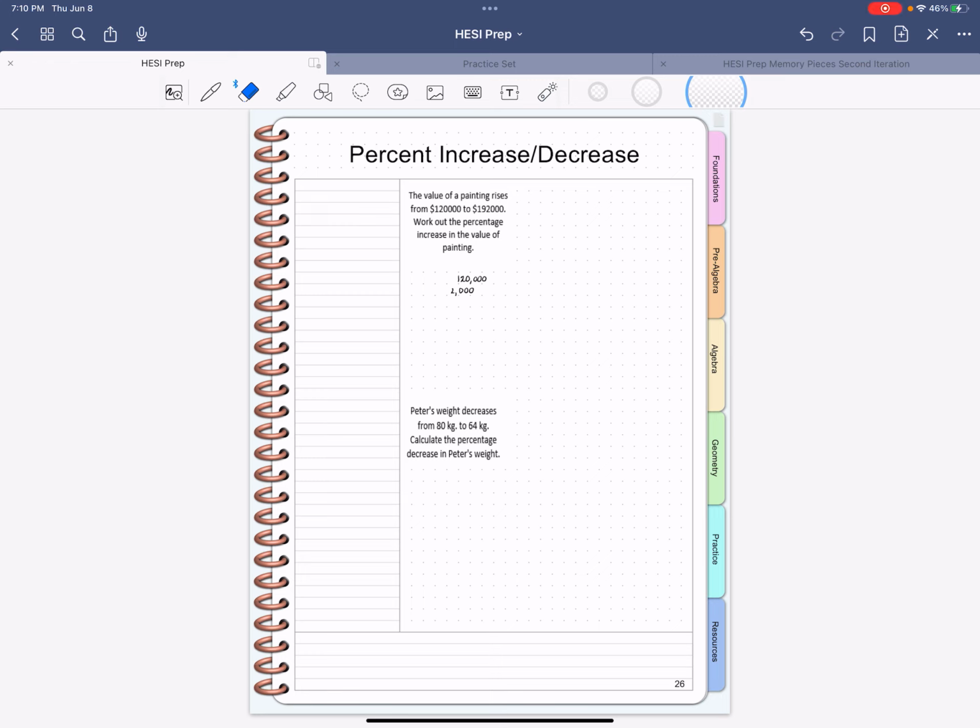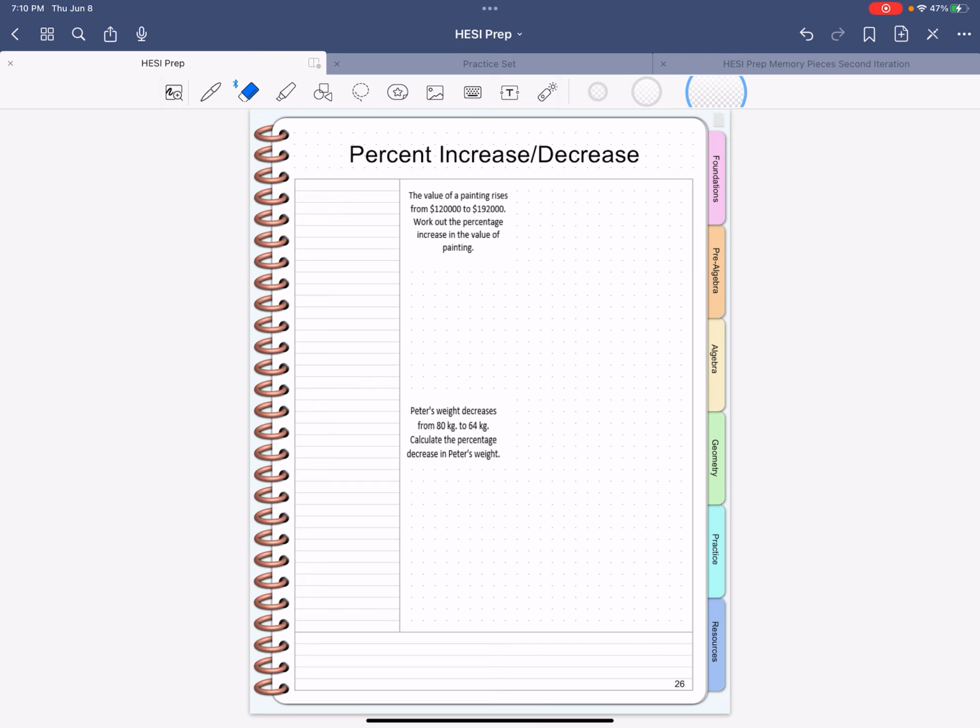On page 26, we are looking at percent increase or decrease. So we're looking at the changes in value or weight in this case. Anytime there is a change in something, you can calculate the percentage of change. And this is a skill that you will need in nursing school. This is one of the things that is included in the dosage math class that we're going to do.